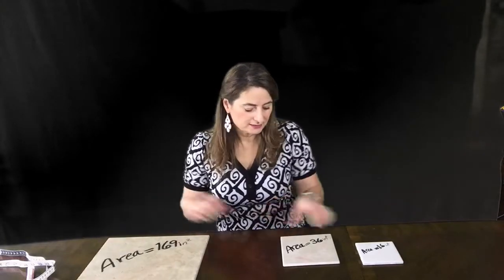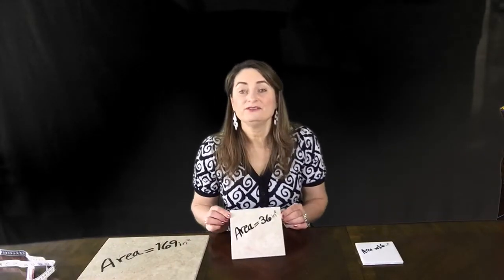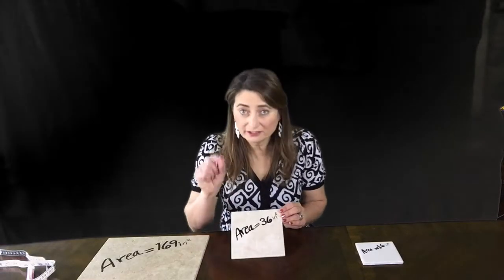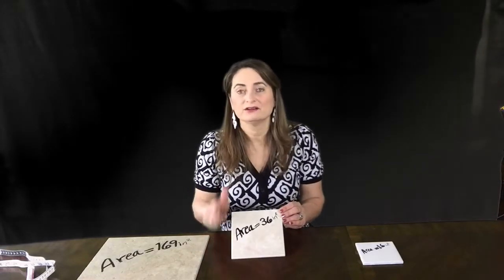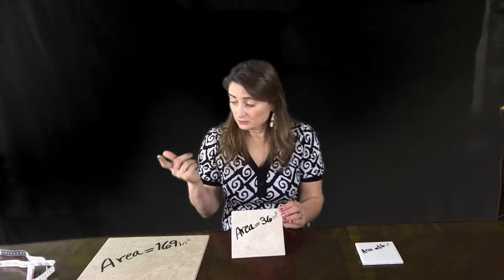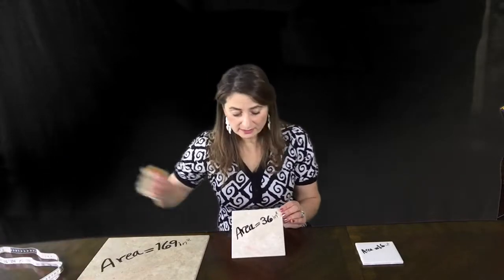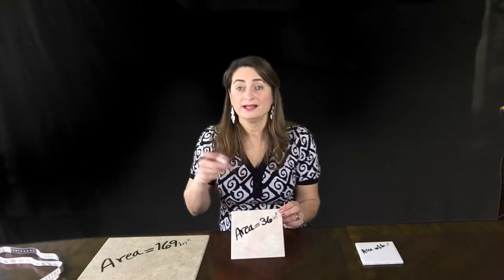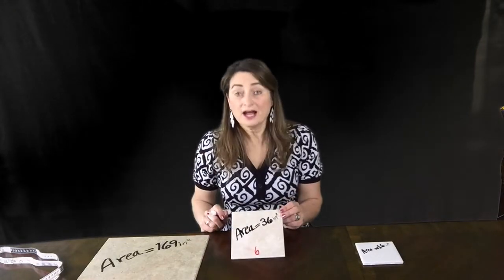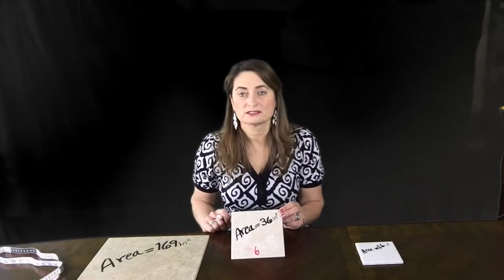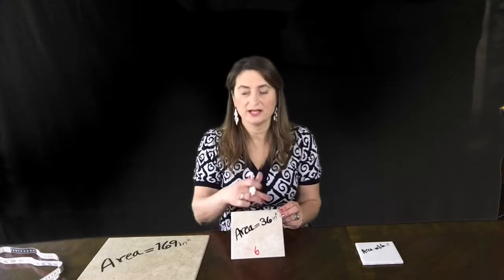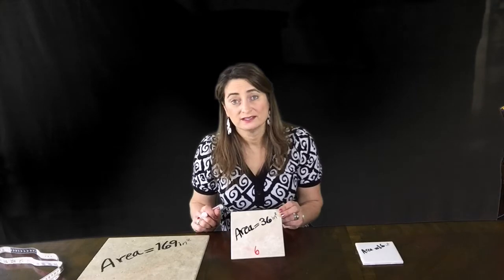Here's the second tile, which has an area of 36. This time, without measuring the length and the width, can you figure out what is the side length of a tile with an area of 36 inches squared? Mental math, and I gave you an easy number because I know that 6 times 6 equals 36. So the side length equals 6. It's a perfect square. Each side is also 6 inches.